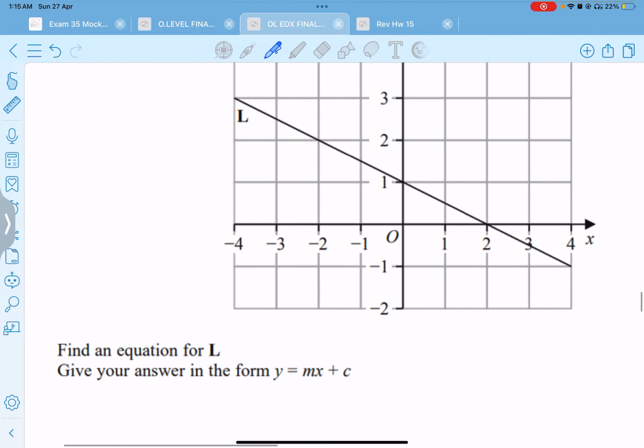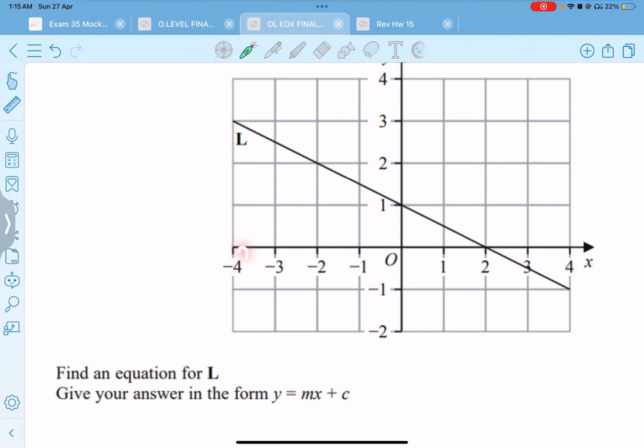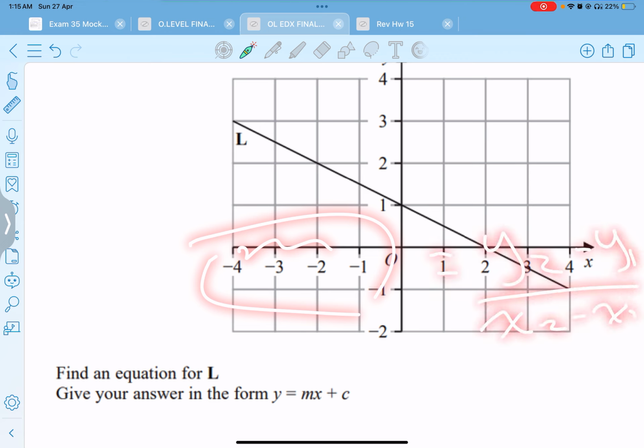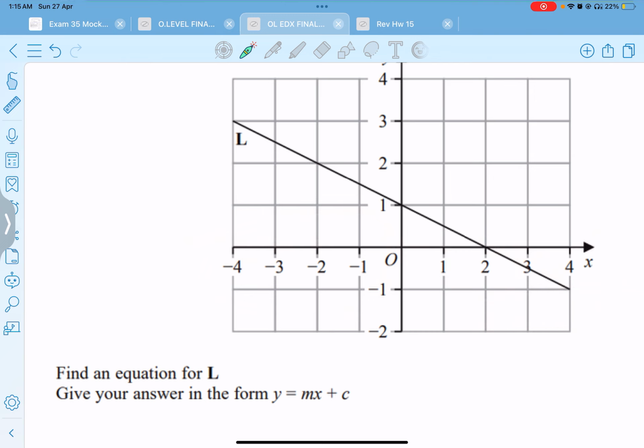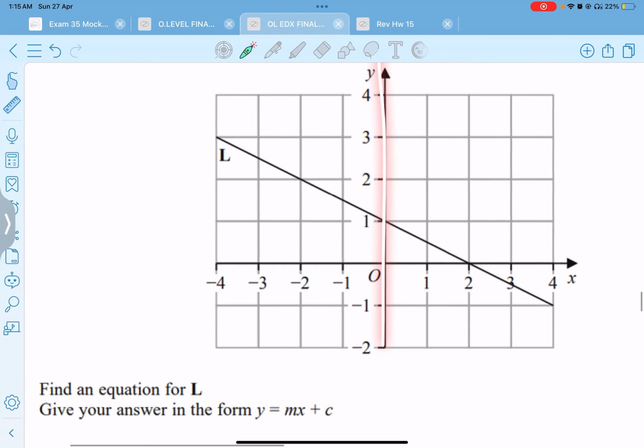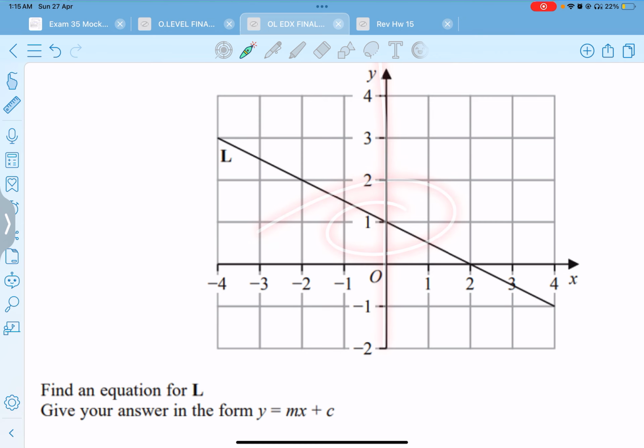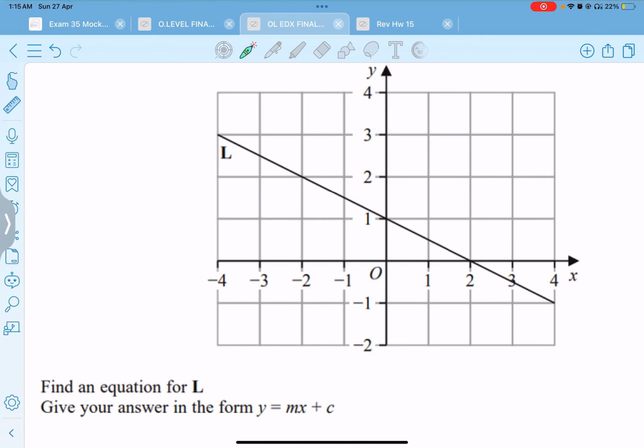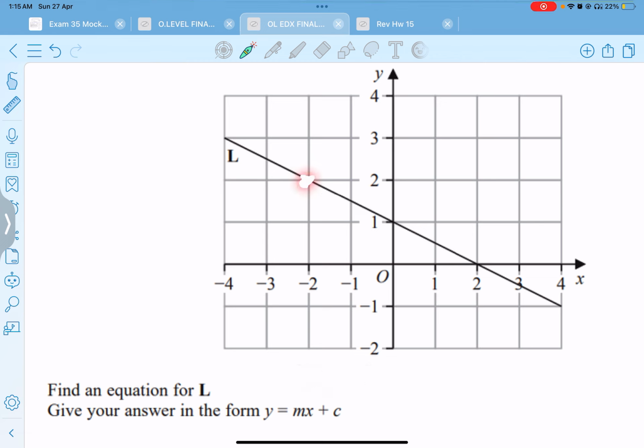You find the equation. To find the m, you get y2 minus y1 over x2 minus x1. To get the m, then the c is the intersection with the y-axis, which is basically the 1, where the line intersects at this point. The m, I can take this point and this point, for example, or this point. Better to make them further apart.